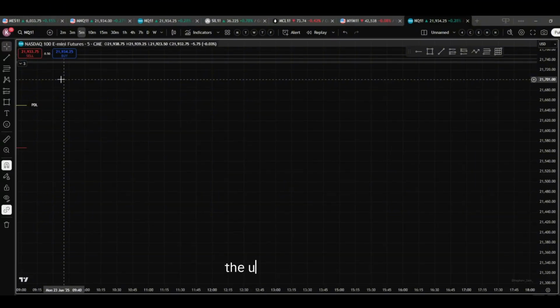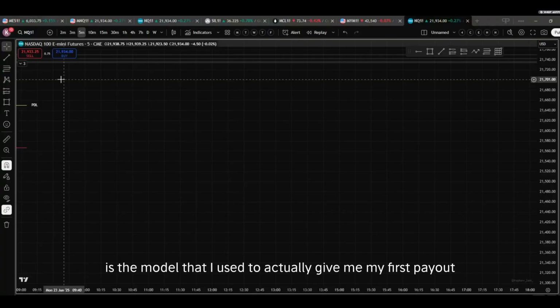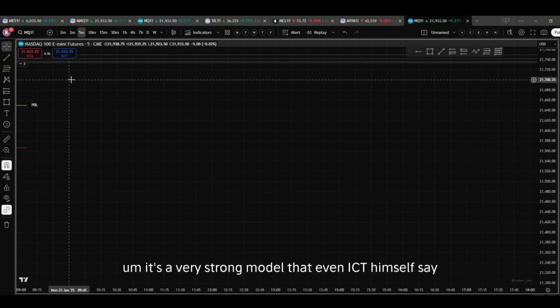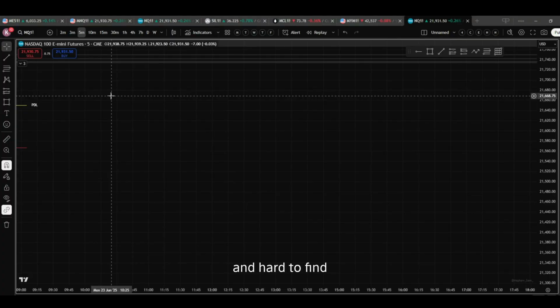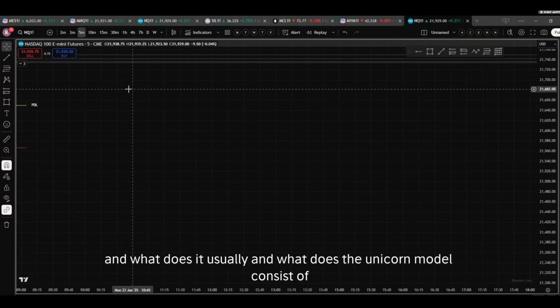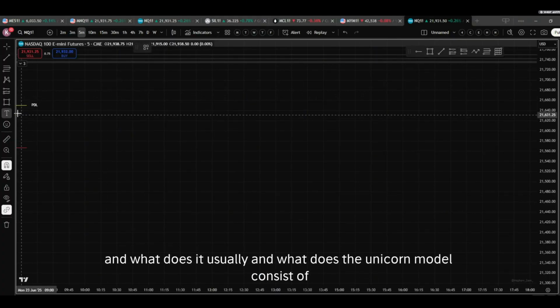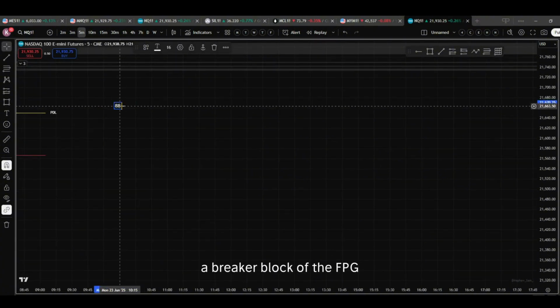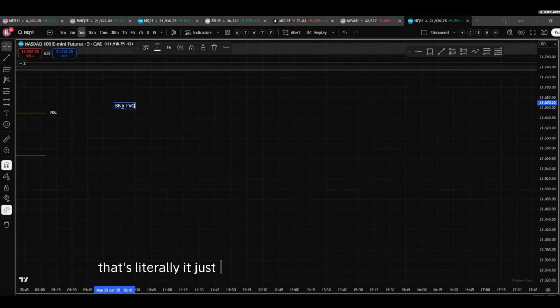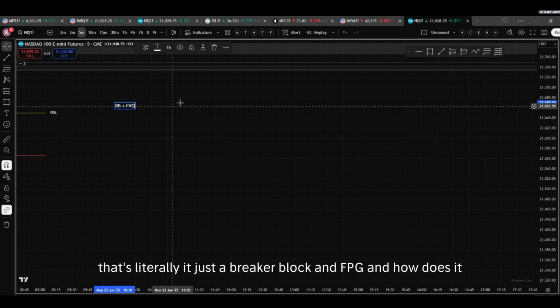Hi guys, so the unicorn model is the model that I use to actually give me my first payout. It's a very strong model that even ICT himself said is one of the best models to go off. The only issue is that it does take a lot of patience and is hard to find. The unicorn model usually is a breaker block plus the FVG. That's literally it. Just a breaker block and FVG.